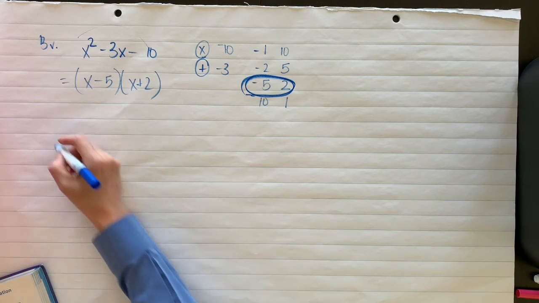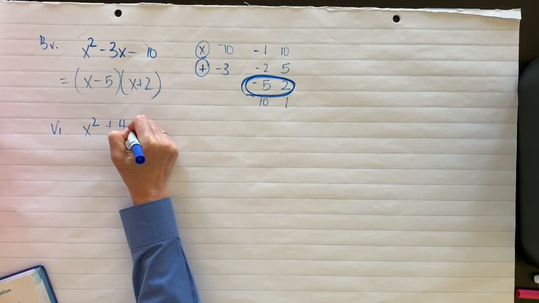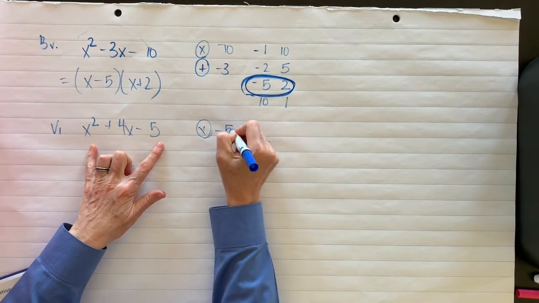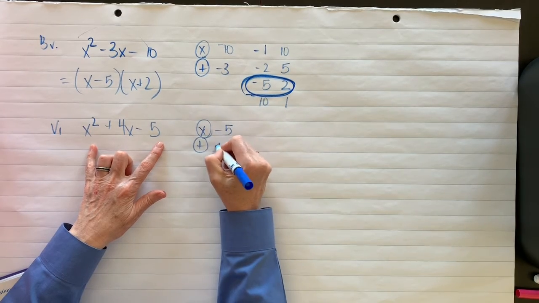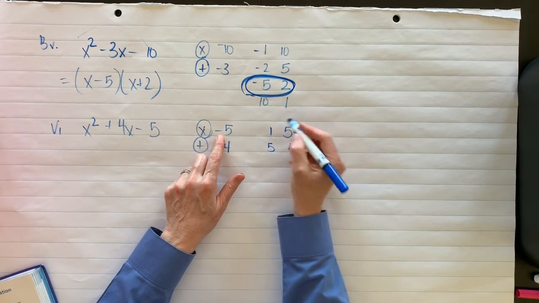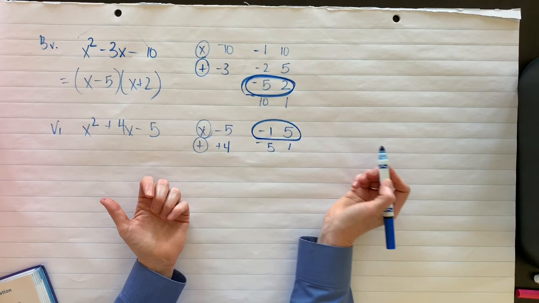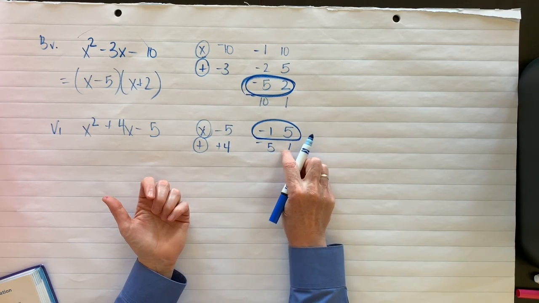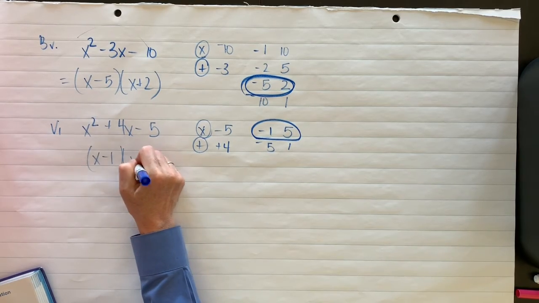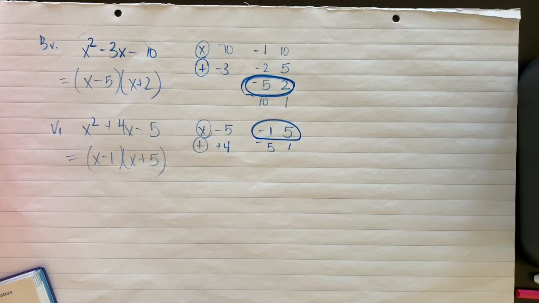Let's do one last one and then I'm done. x squared plus 4x minus 5. So I'm looking for two numbers that multiply to -5 and add to +4. So I have 1 and 5, 5 and 1. Because it's multiplying to negative, I'm going to make that negative. Which of those add to +4? This one adds to +4. This one adds to -4. This one adds to +4. That one works. And I'm left with x minus 1, x plus 5, sticking my equal sign for communication marks.